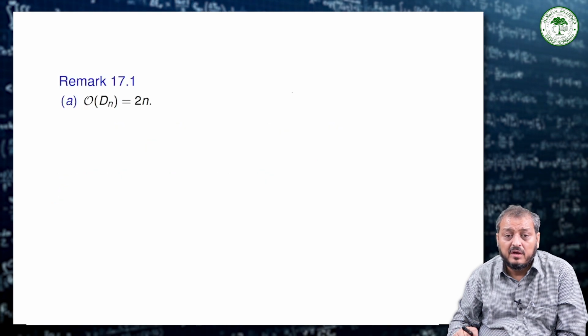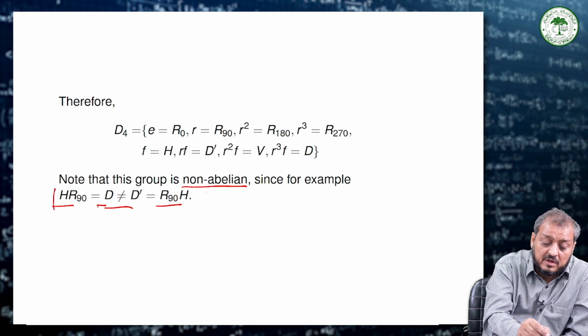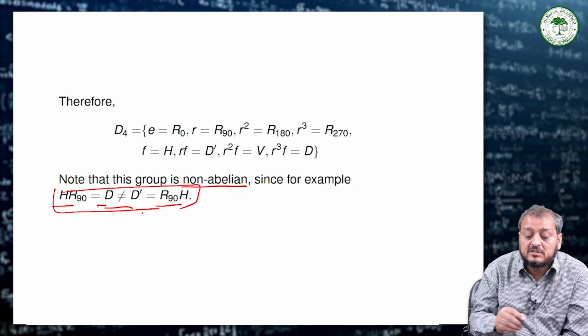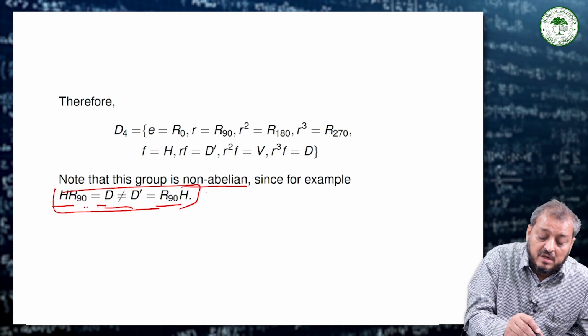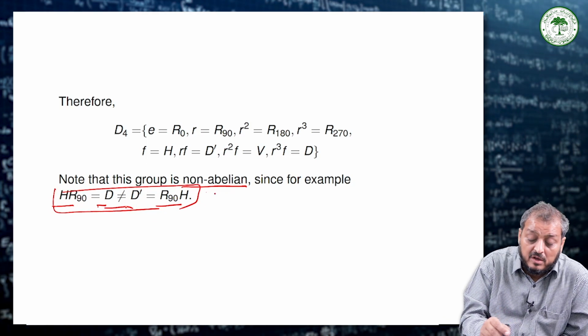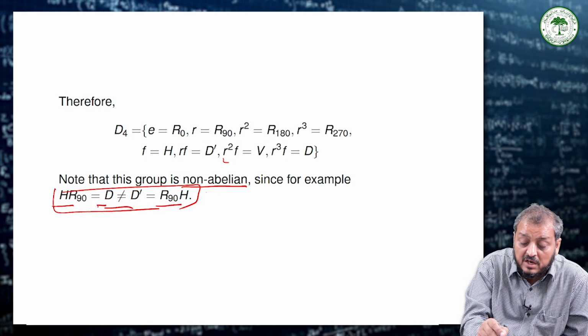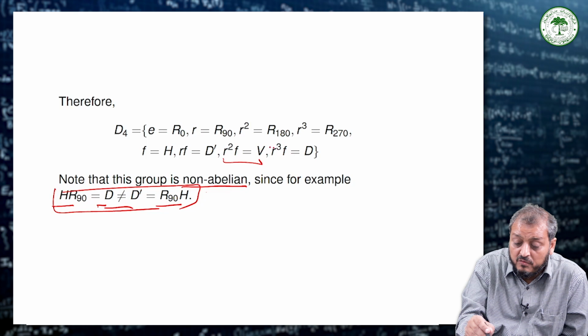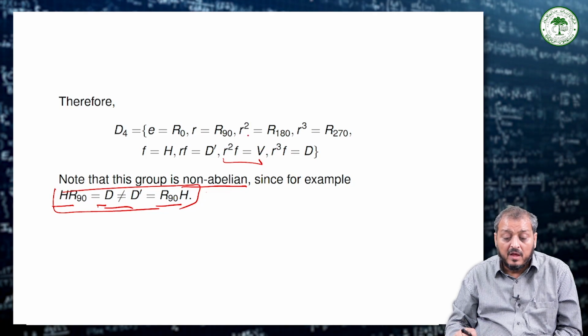And then we have a R90. Clearly this is an example of a non-abelian group because it is not commutative. If you want, we can verify this. We have R square F is equal to V also.